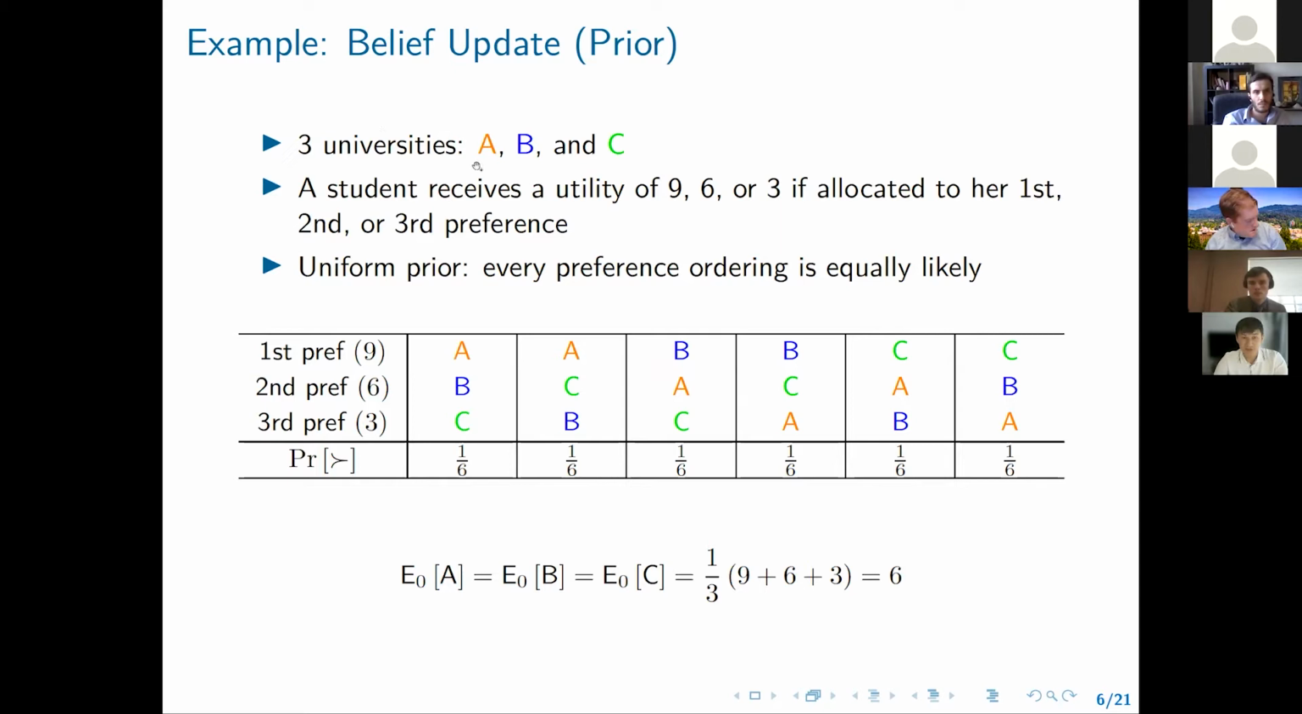We have 3 universities, A, B, and C. A particular student knows that he will get 9 for the top choice, 6 for the second choice, and 3 for the third choice. However, the prior is uniform. Each ranking of A, B, C is equally likely, meaning there are 6 permutations, so 1/6 probability for each of the rankings. So the expected utility of each college here is equal to 6.